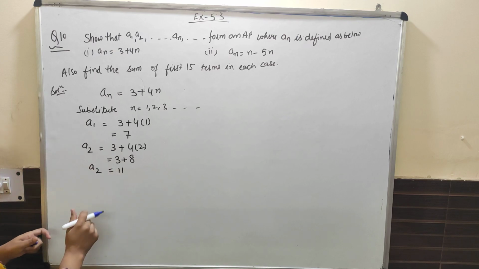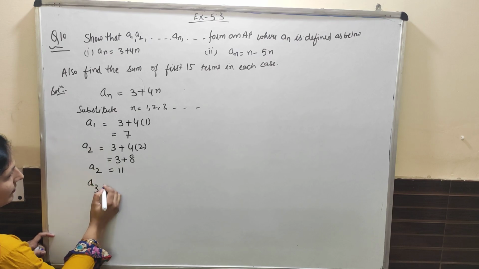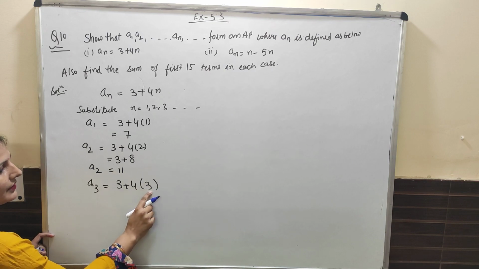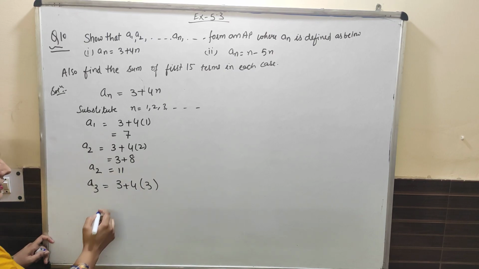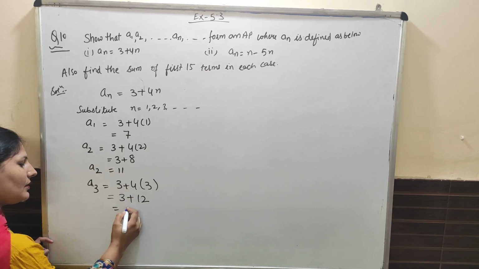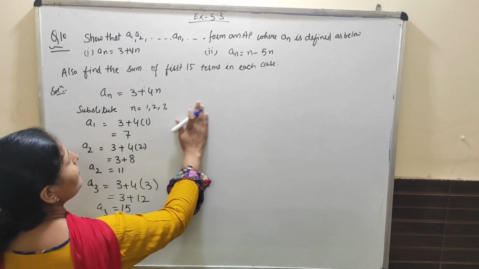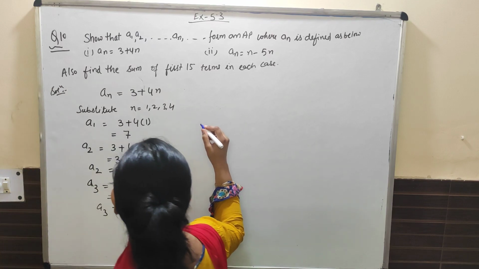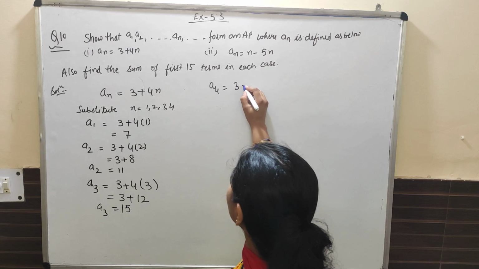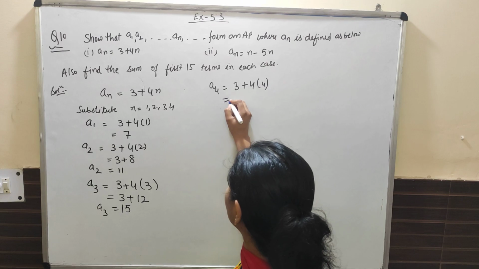Now we will find A3. 3 plus 4 into 3. At the place of n, we have to put n is equal to 3. Then it becomes 4 3s are 12. We will get 15 here. 4 तक put कर लेते हैं. Then we find A4. It becomes 3 plus 4 into 4.